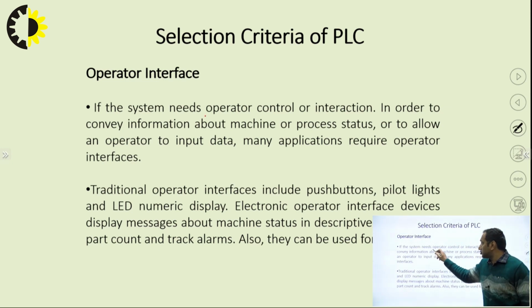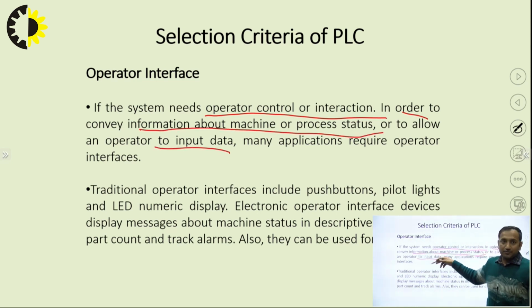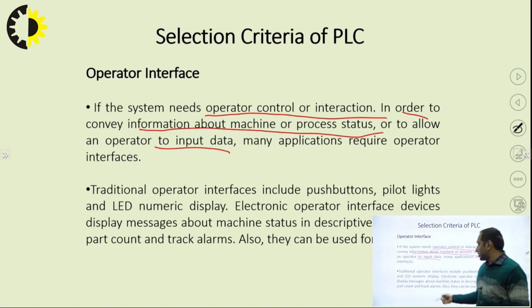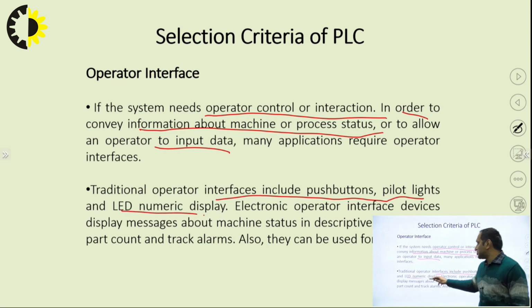So if a system needs operator control or interaction in order to convey information about machine or process status, or to allow the operator to input data, as I have said, traditional operator interfaces include push buttons, pilot lights, and LED numerical displays. These are some of the important operator interfaces put on the PLC for the operator to understand very easily.